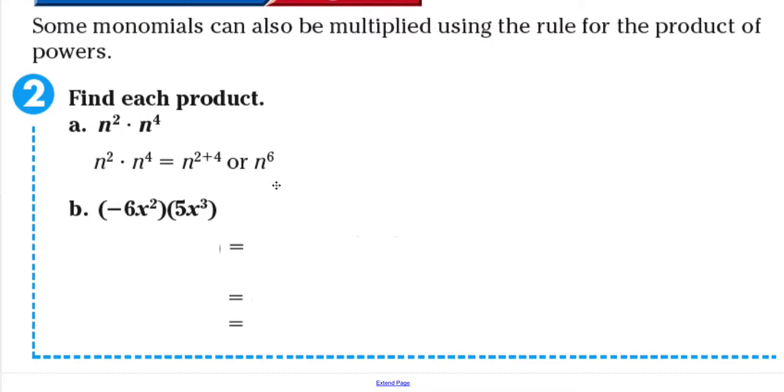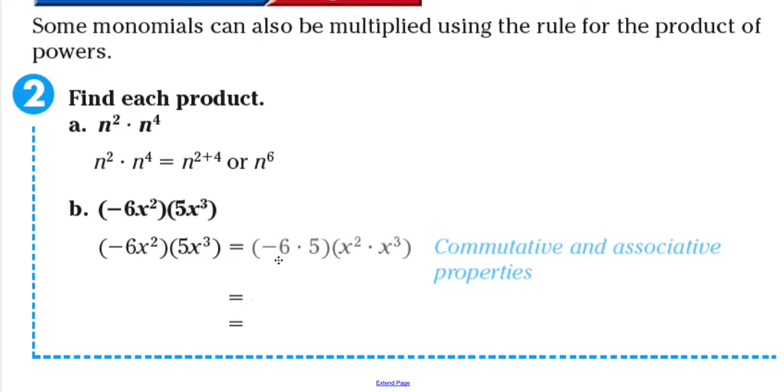In letter B, first copy the problem, negative 6x squared times 5x cubed. Okay, so we first use the commutative property of multiplication so that this now becomes negative 6 times 5 times x squared times x cubed, using the commutative property and the associative property. Okay, so negative 6 times 5 will simply give us negative 30.